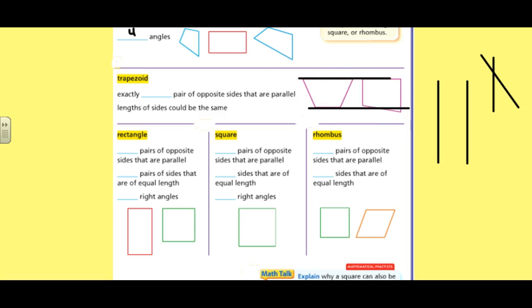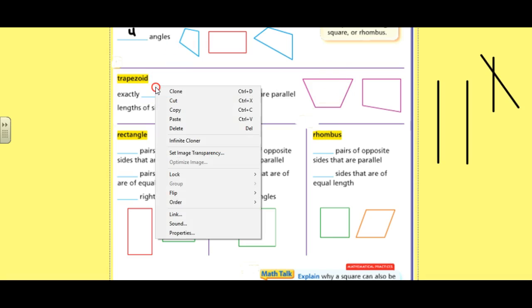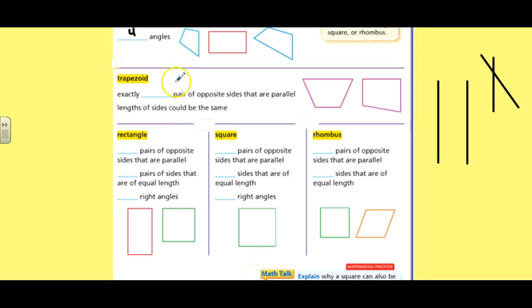So this trapezoid has 4 sides and has 1 pair of opposite sides, because these 2 sides are opposite of one another, opposite sides that are equal. So right here you're going to put the number 1, and that's the same for this shape right here.